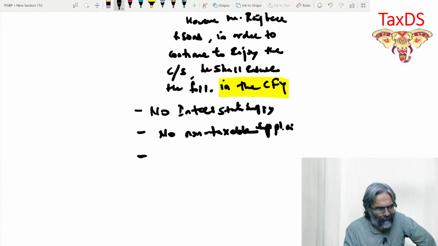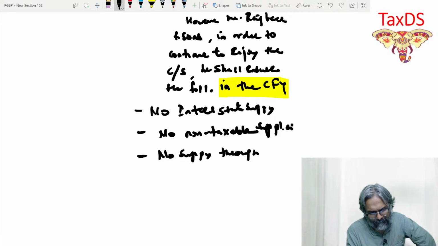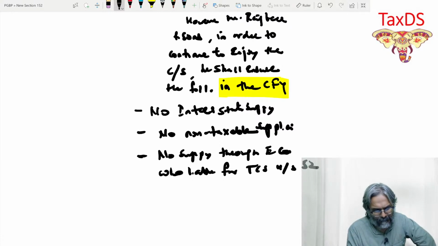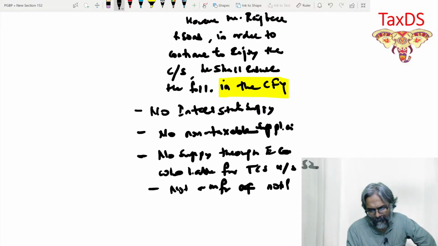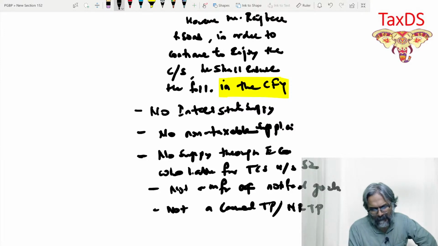So other conditions, friends, which are there: no supply through ECO. Who is liable? TCS under section 52. Not a manufacturer, not a manufacturer of notified goods. Last one, friends, is not a casual taxable person or non-resident taxable person.